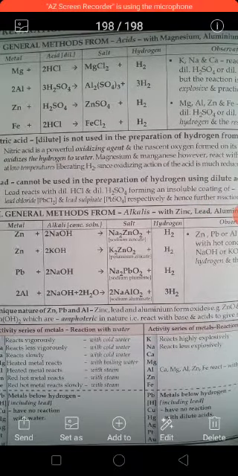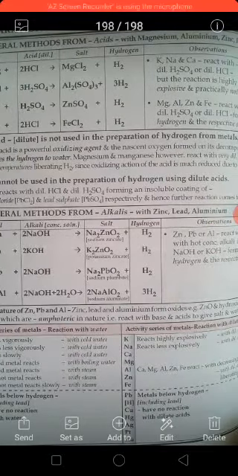And we don't use lead also for the preparation of hydrogen using dilute acids, because lead forms an insoluble coating of lead chloride or lead sulfate, and further the reaction will come to a stop. That's why we don't prefer lead for the preparation of hydrogen by metals.